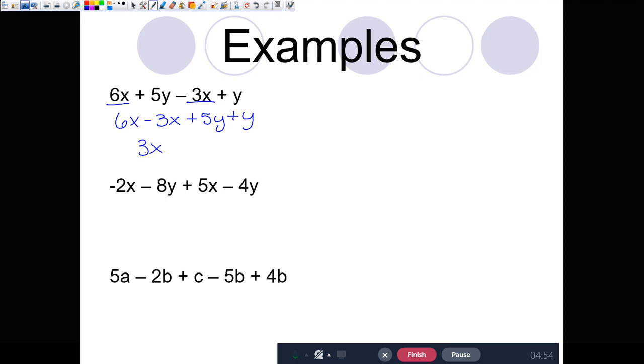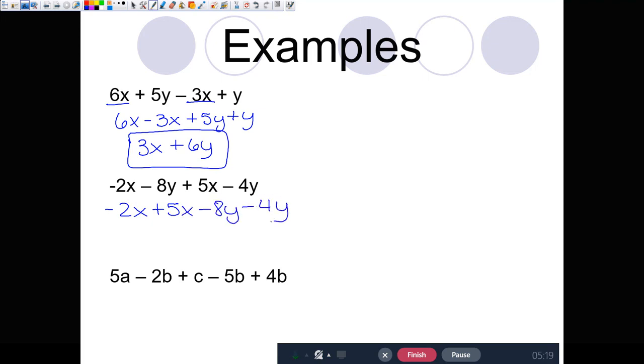What is 5y plus y? 6y. We always put them in alphabetical order, okay? So x goes before y. Okay, so I have negative 2x plus 5x minus 8y minus 4y. Okay, what is negative 2x plus 5x? 3x. And what is negative 8y minus 4y? Negative 12y.